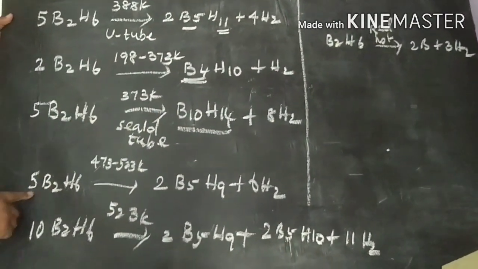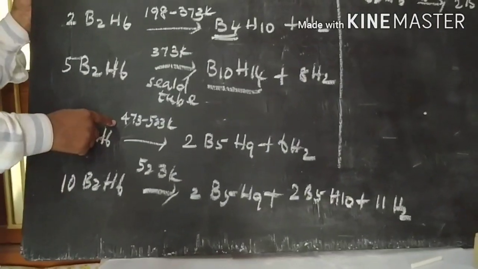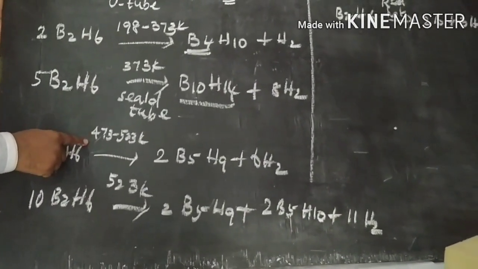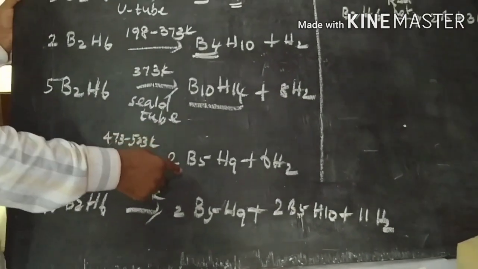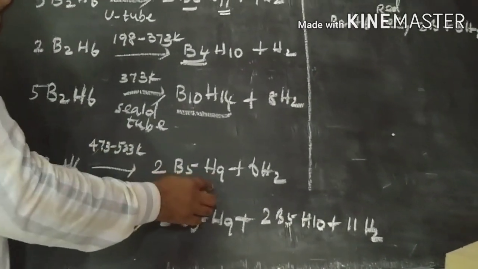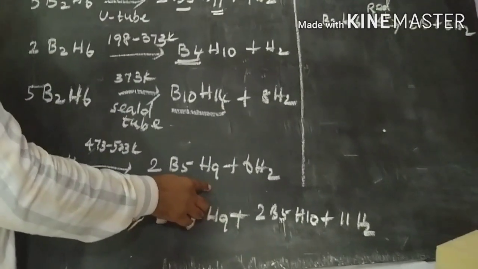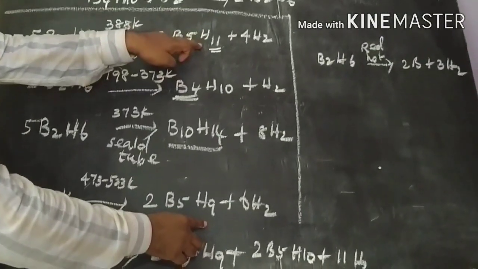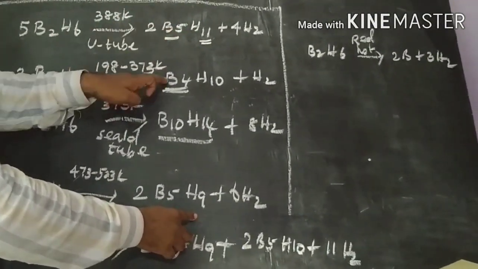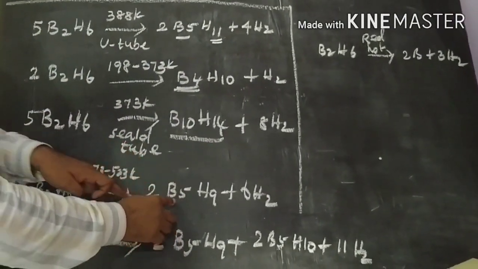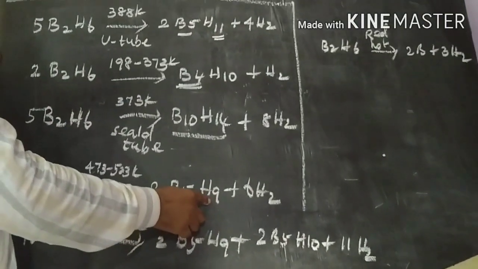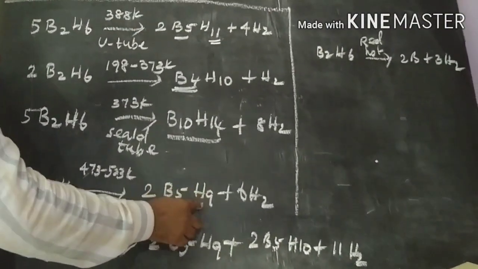The same 5 moles of diborane, with the temperature maintained at 473 to 523 Kelvin, produces pentaborane, but the hydrogen count is 9. Here the hydrogen count is 11. So penta is B5, tetra is B4, deca is B10. Again B5, pentaborane is produced, but the hydrogen is 9.